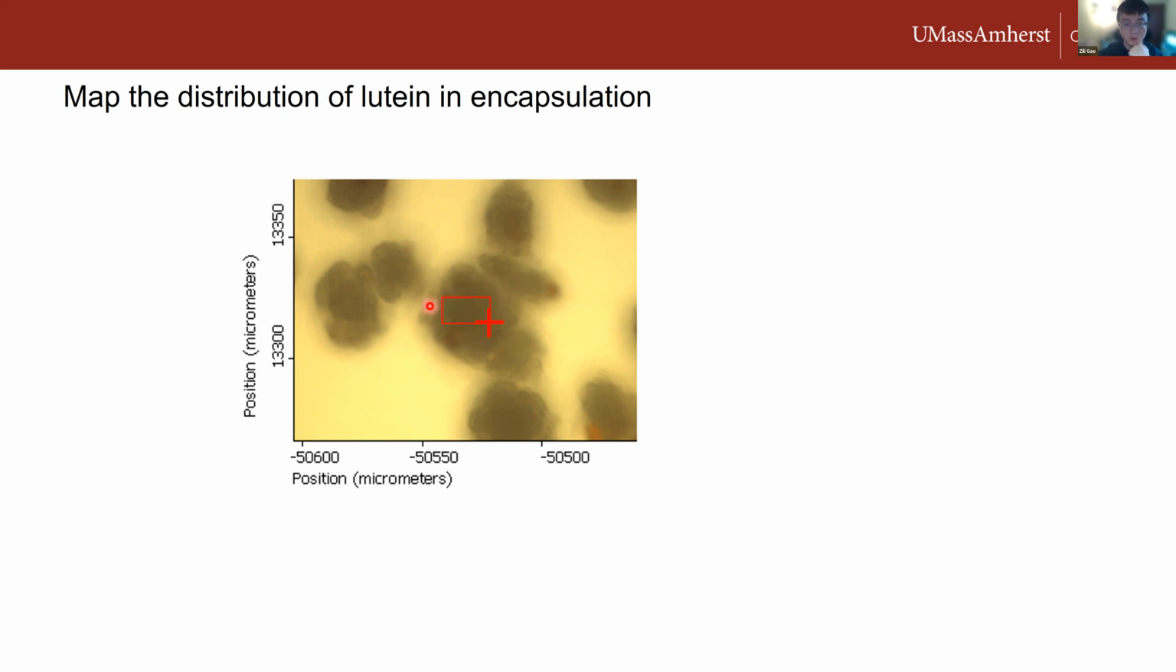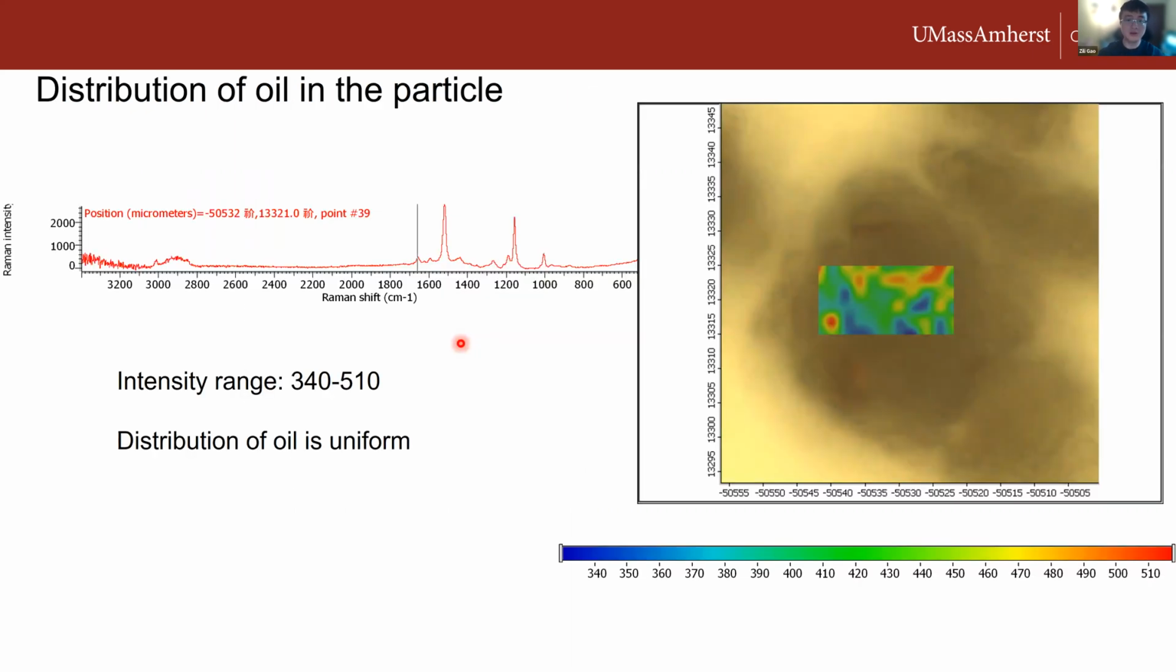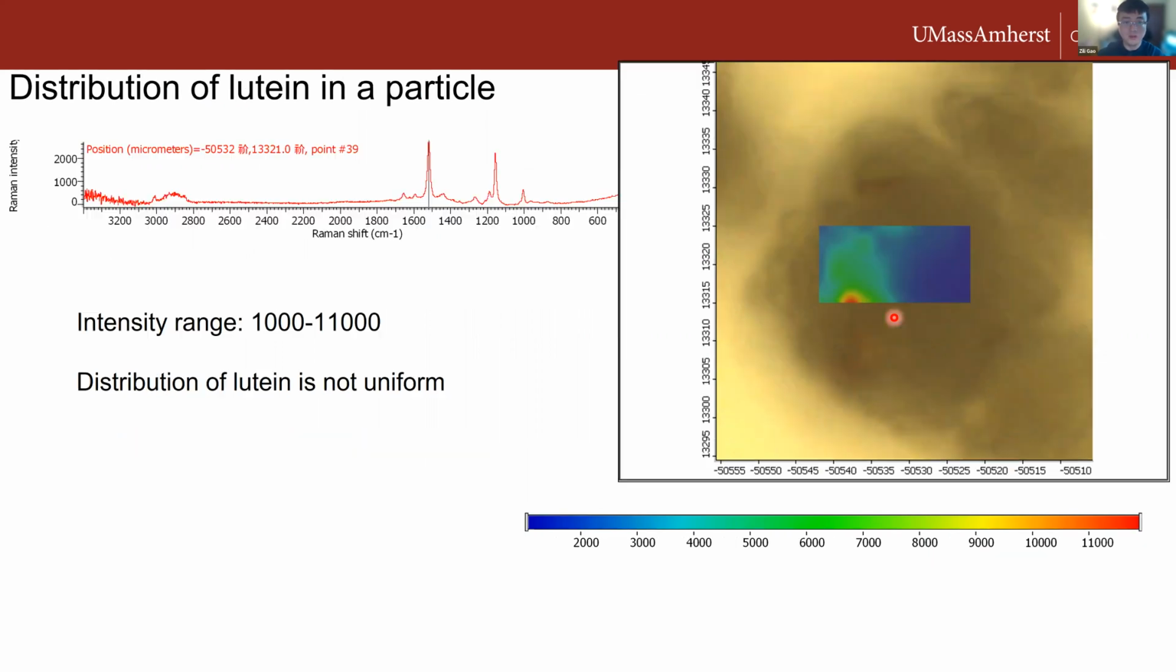We just simply draw a rectangle on top of this droplet, and we scan this area. And as you can see, when we choose the signature peak of the oil, we found that inside this rectangle, the distribution of the oil is uniform. And when we choose the signature peak from the lutein itself, we found that the distribution of lutein is not uniform. It's in the center of this droplet.